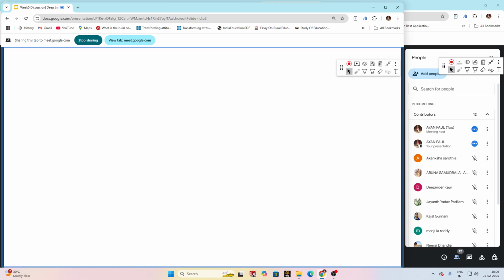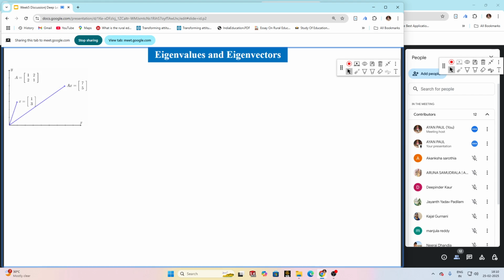So before that, PCA is related to eigenvectors and eigenvalues. Okay, so it is important to know what these eigenvectors and eigenvalues are. Okay, so you can see this. This is a matrix, matrix A, and this is a vector x, x equals 1 1 3. Okay, so this is a 2 cross 2 matrix, and this is a 2 cross 1 vector.